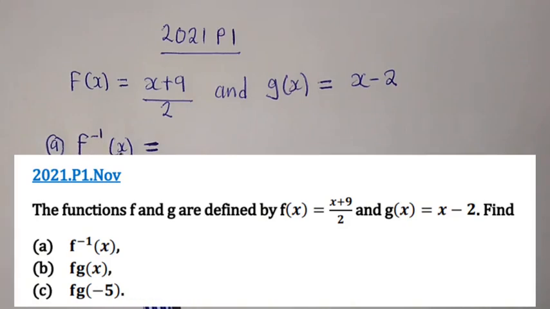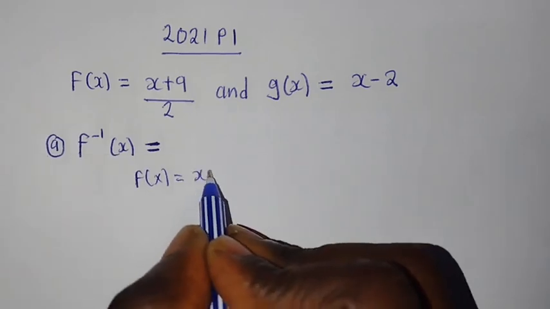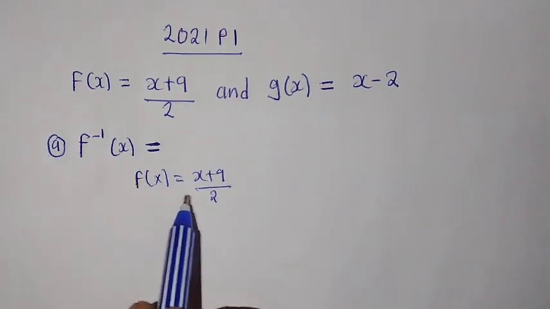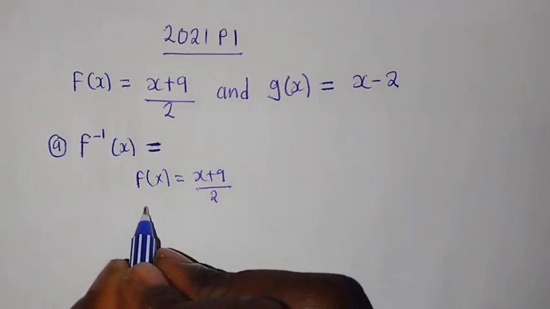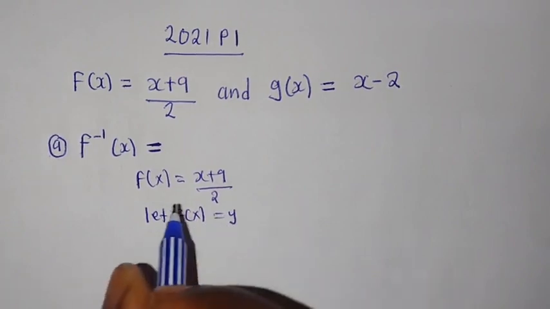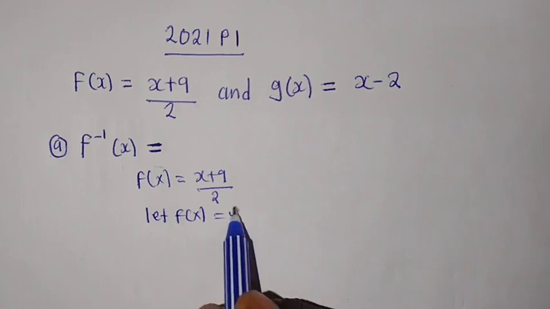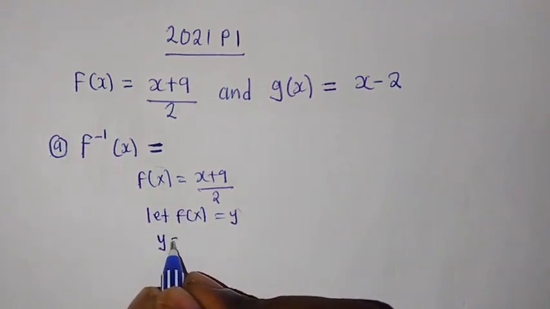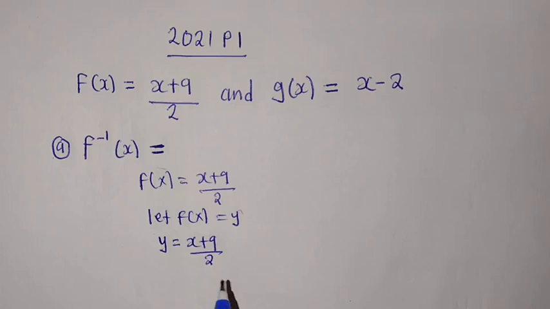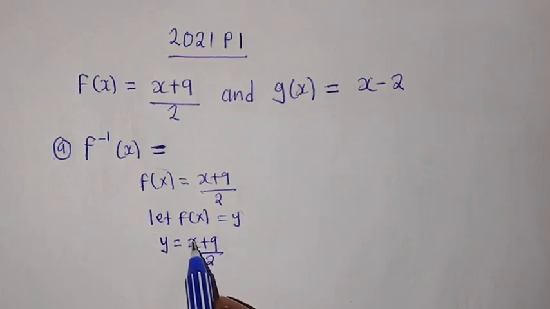To find the inverse of f(x), we take note of the function f(x), which is (x + 9)/2. We let f(x) be equal to y. So where we have f(x), we put a y. So y = (x + 9)/2. Then from here, you need to make x the subject of the formula.